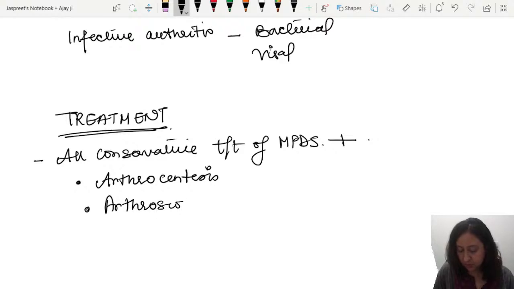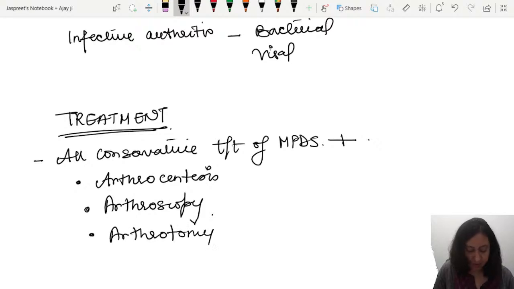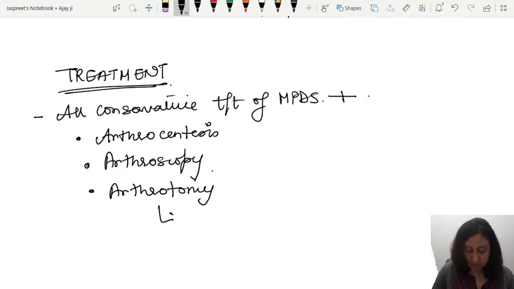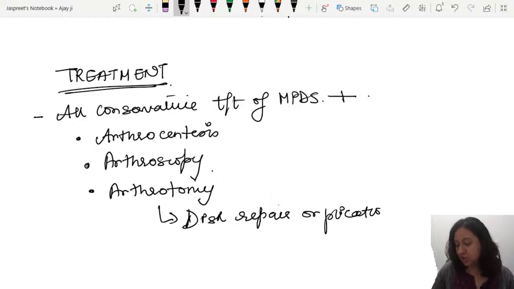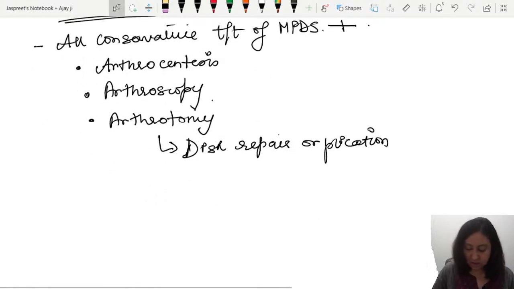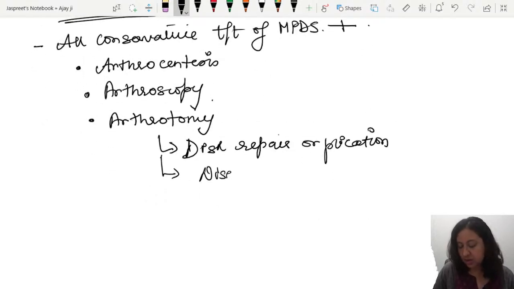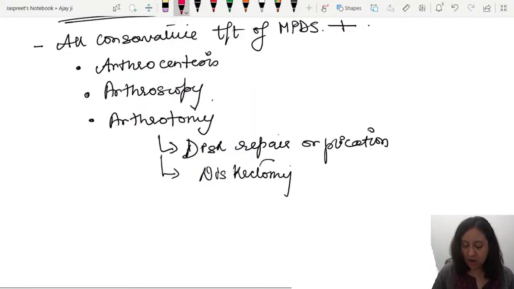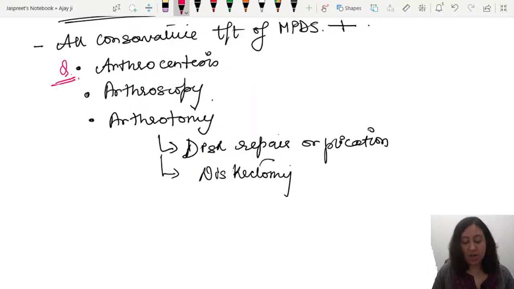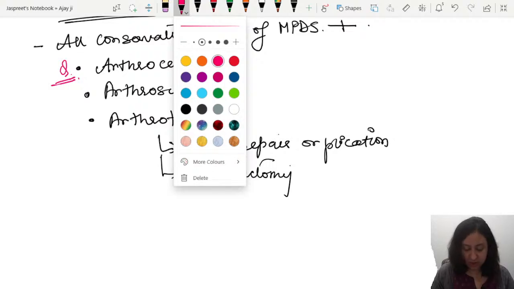Arthroscopy. Arthrotomy. What can be done in arthrotomy? Disc repair and disc plication. Again, I have told this in the class. And discectomy. Just the names, you don't need to go into the details, just remember the names. Most importantly, if something is asked from this, arthrocentesis will be asked, which I have already taken in detail in the class.